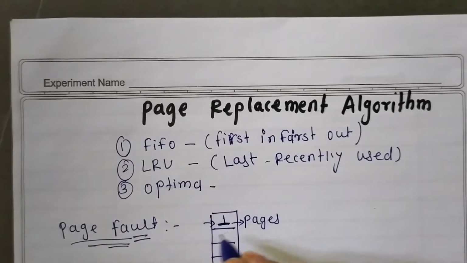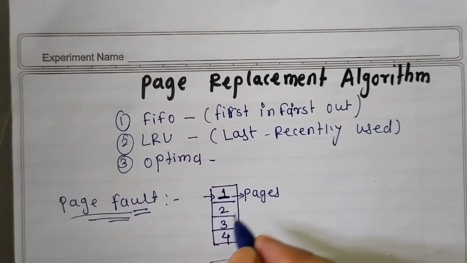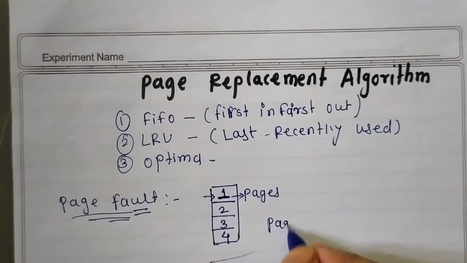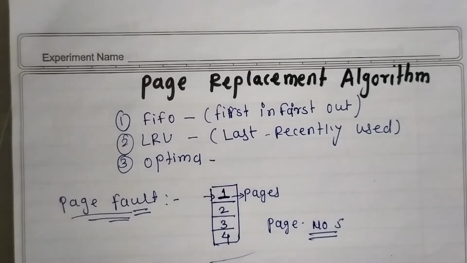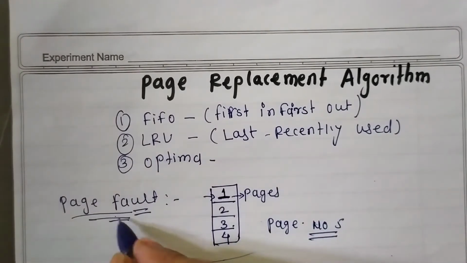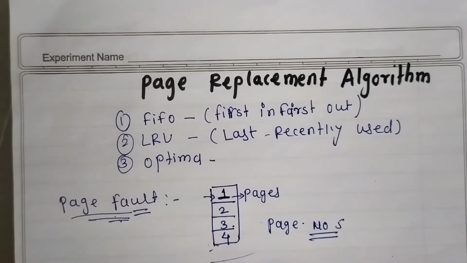Suppose these are the example frames, and these are the page numbers. Suppose the CPU is demanding page number 5. If it is not available in the main memory, then a page fault occurred. Now this is the example of the page fault.